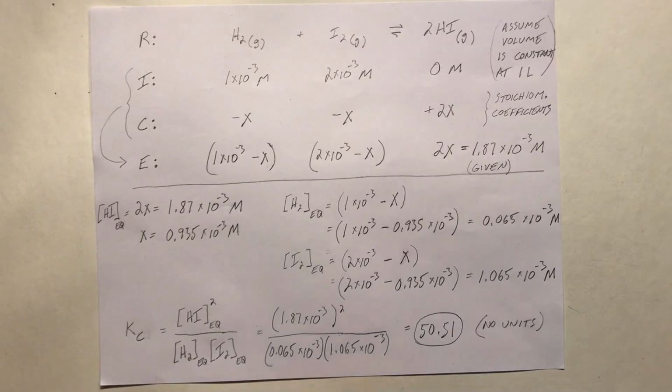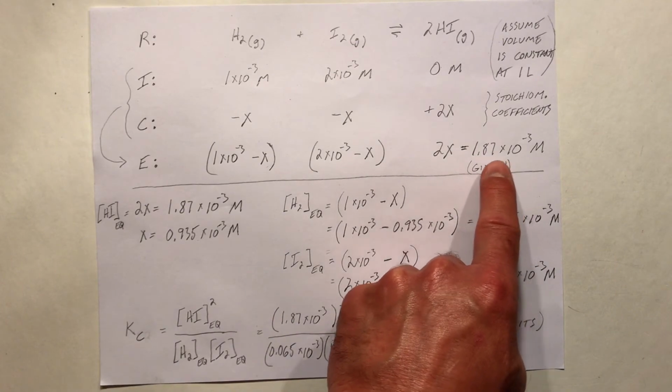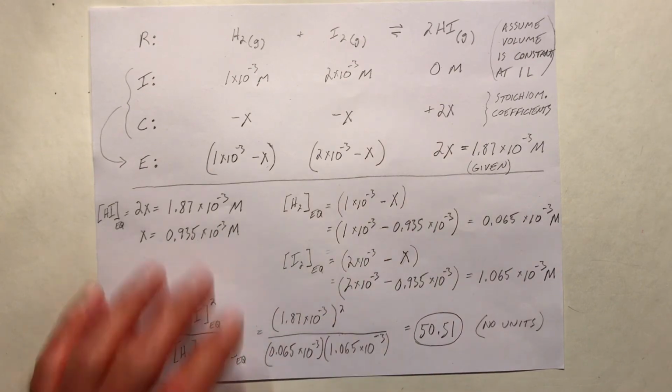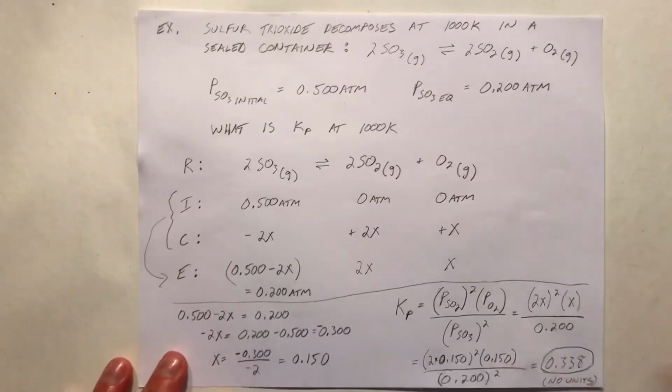So notice that if we knew the equilibrium concentration of one of the chemicals, we could solve for that X value and go from there. That's how all of these problems are going to work using a R.I.C.E table.